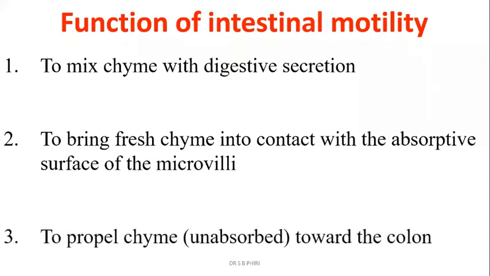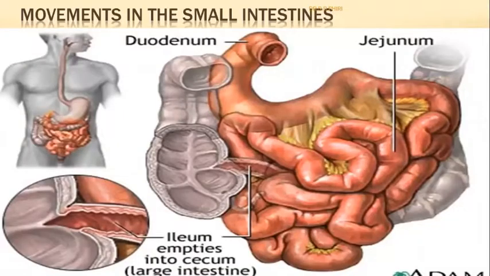Then the other function is to propel the chyme toward the colon. Whatever chyme is not digested is not going to be absorbed, so it has to move towards the colon for the production of feces or fecal material. It will end up in the colon, and later on it will be excreted via the anus. So whatever is not digested has to move; it is the function of motility to propel this chyme towards the colon.